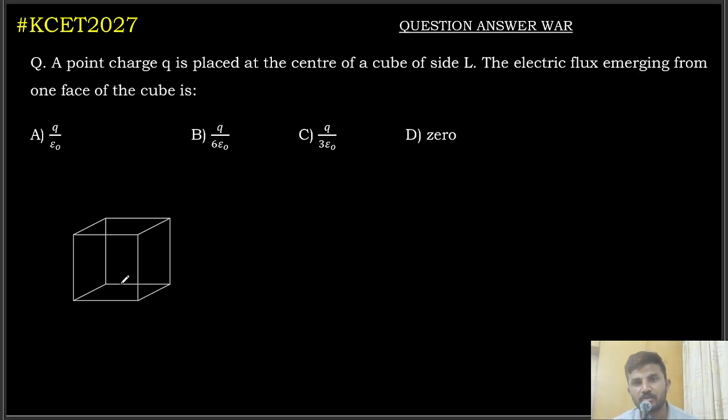Yeah, so here we have some MCQ based questions. Let us solve them. A point charge Q is placed at the center of a cube of length L. The electric flux emerging from one face is Q by 6 epsilon naught. Just now we have learned that it is Q by 6 epsilon naught.